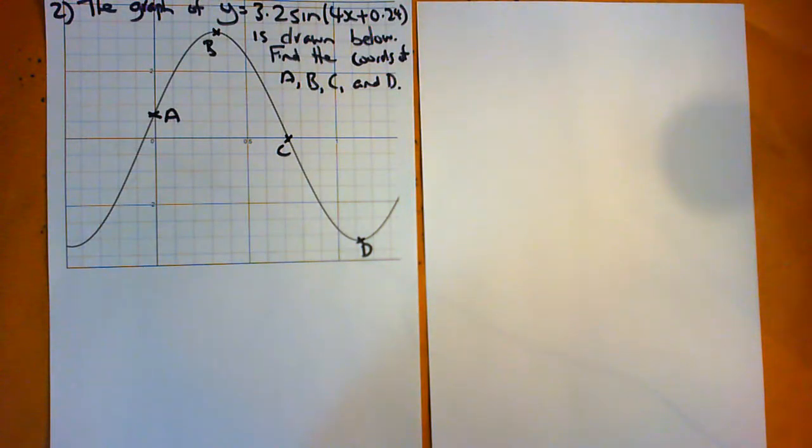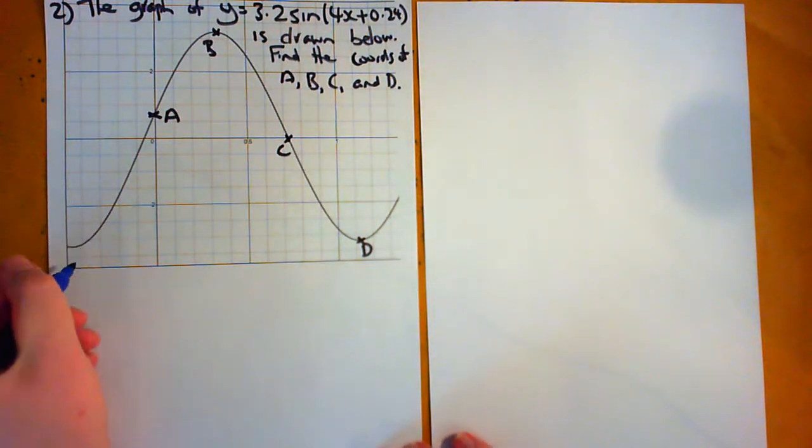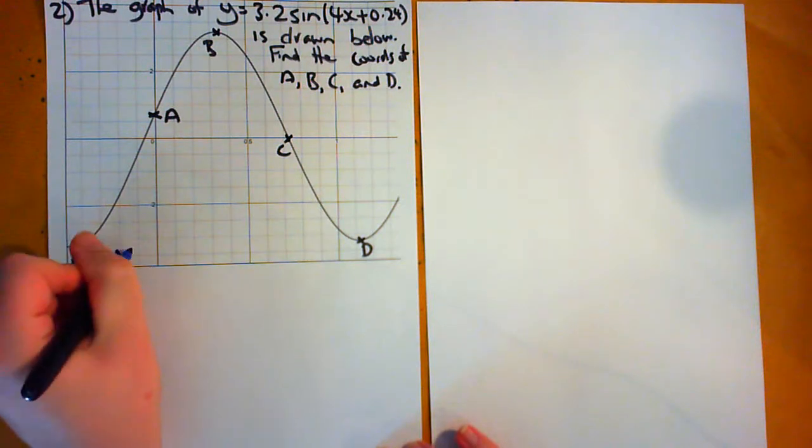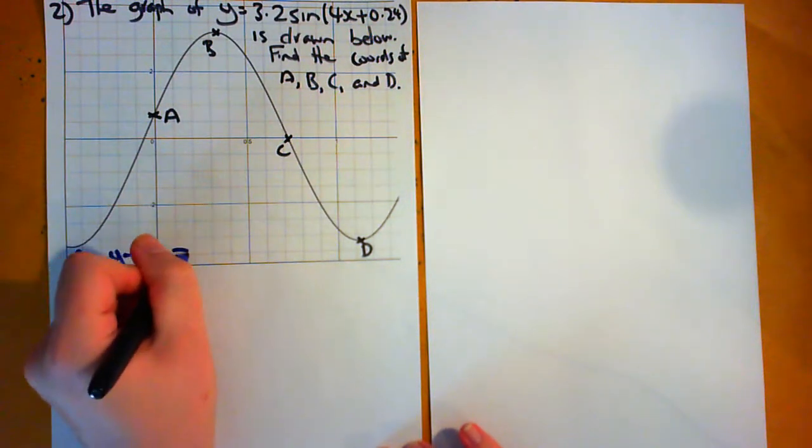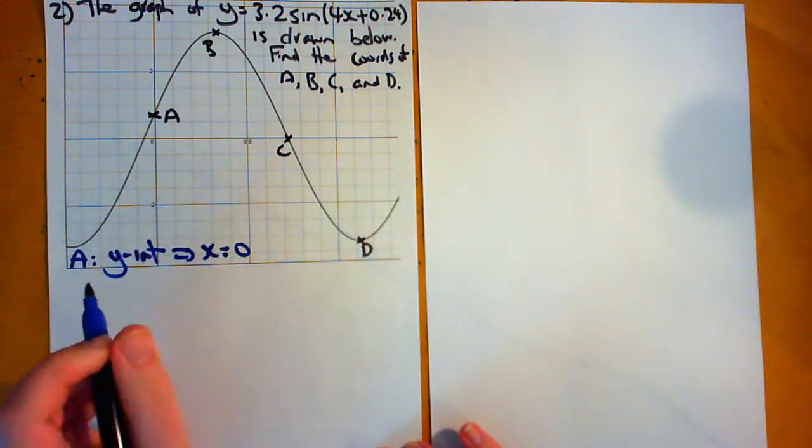The graph of y equals 3.2 sine of 4x plus 0.24 is drawn below and you see it on screen. Find the coordinates of points A, B, C and D. So A is your y-intercept, which means that since it's the y-intercept, x is 0.